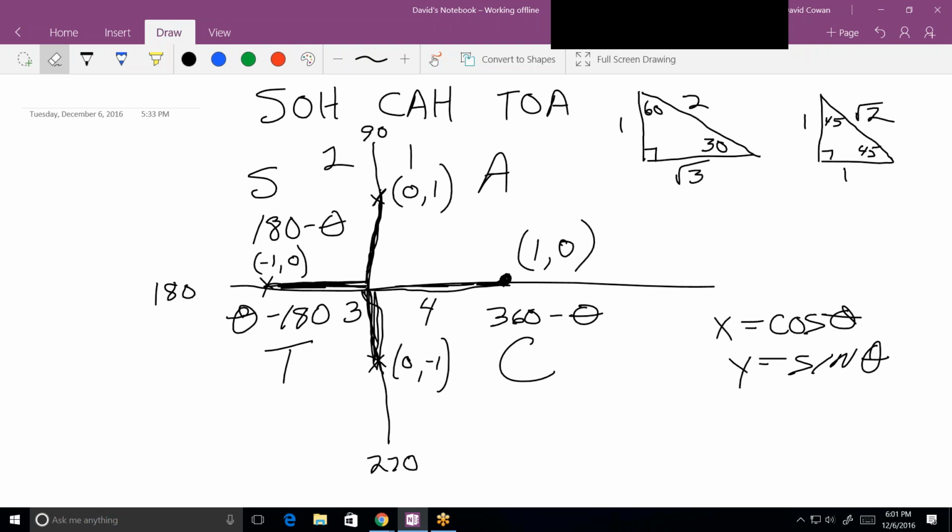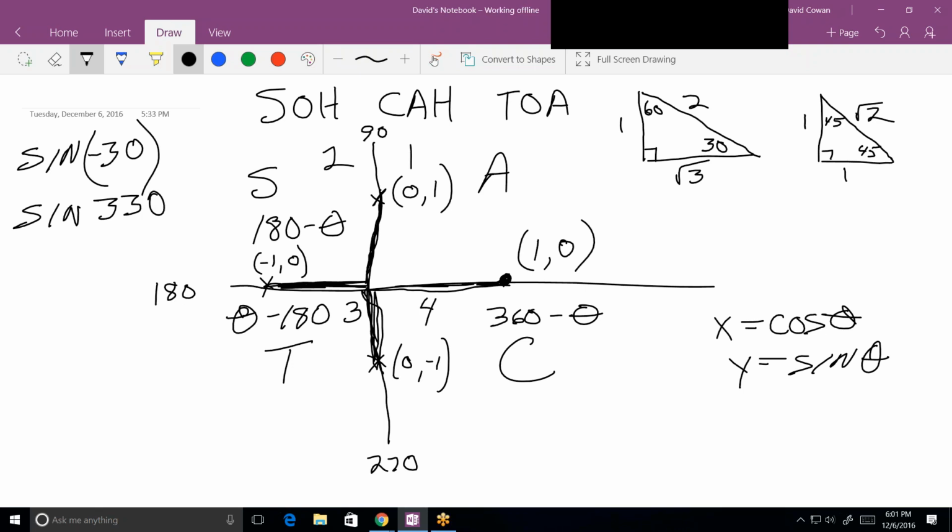One last thing is negative angles. What quadrant is that in? 4th. So if I wanted to write that as a positive angle, what would it be? 390? Well, 330.